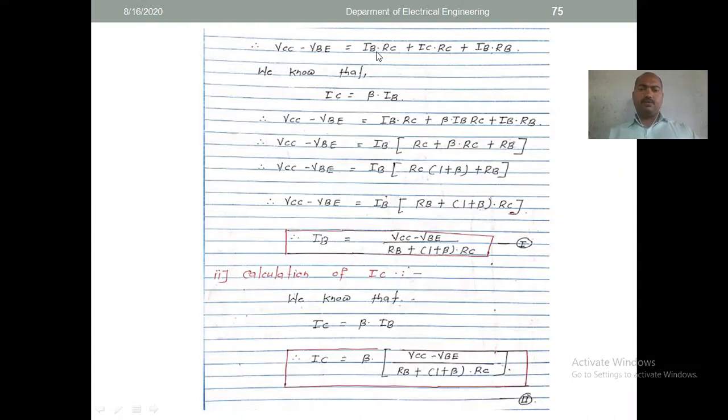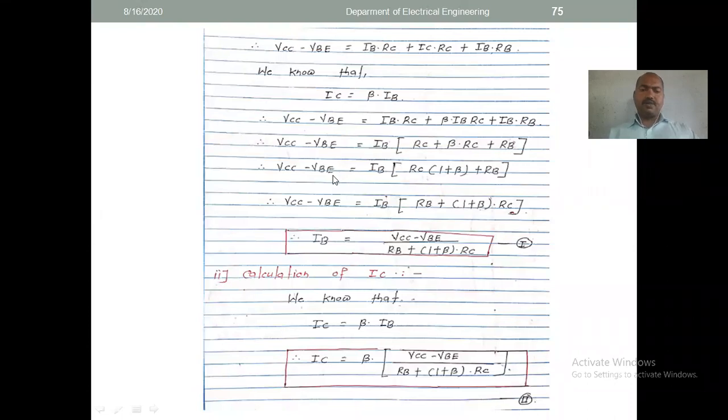So we know that one of the equations is IC equal to beta times IB, right? So VCC minus VB is equal to IB into RC and IC. For the IC we have to use beta times IB. So IC equal to beta times IB into RC as it is, and IB into RB as it is. Now see, in all of the equation we have to take IB as common. So VCC minus VB, IB into bracket of RC, then beta into RC plus RB. These are the things, right?